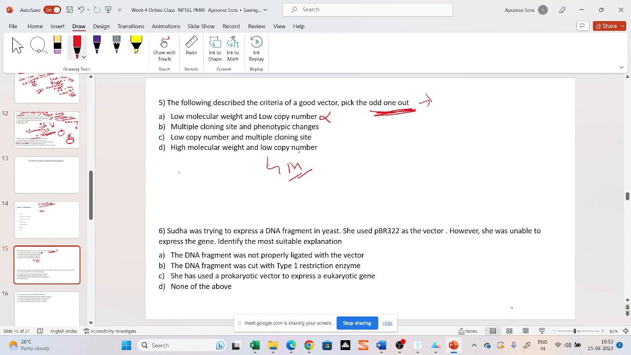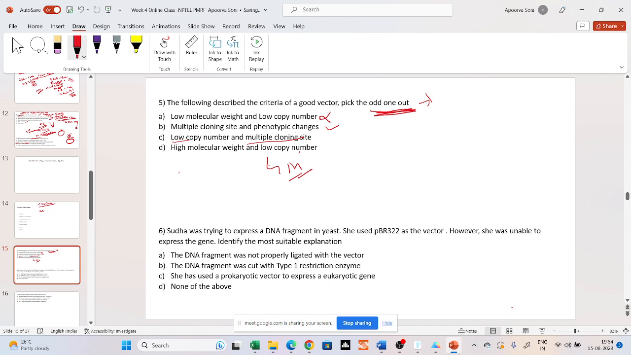Low molecular weight and low copy number. Low molecular weight is okay, but you should have a high copy number. So this is also an incorrect one. Multiple cloning sites and phenotypic changes. Yes, it should give some phenotypic change so that it can be screened, and it should have multiple cloning sites. So this looks like the right one. Low copy number and multiple cloning sites. Multiple cloning sites is okay, but not low copy number. It should have a high copy number.